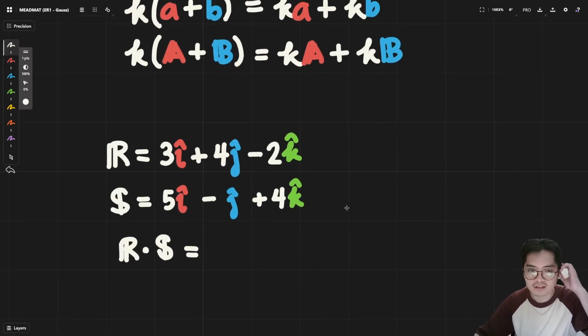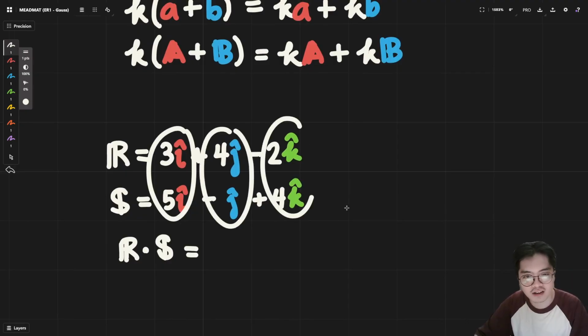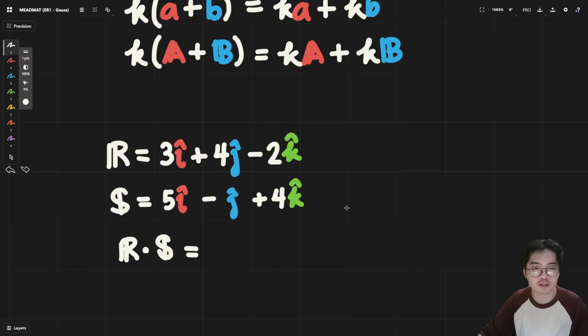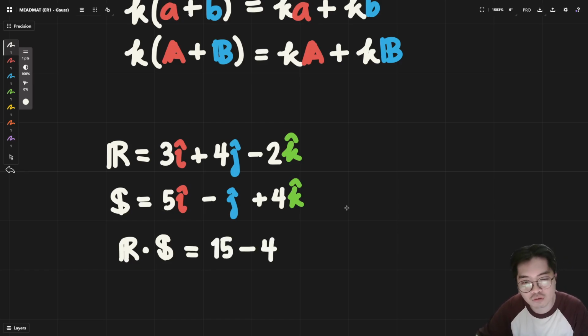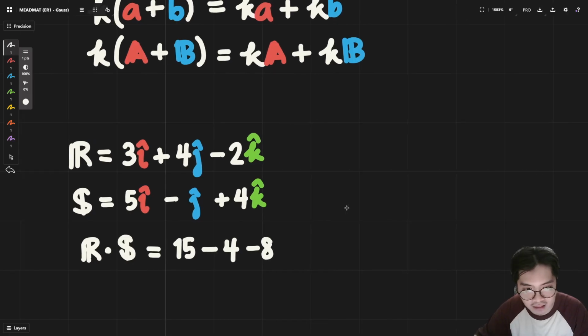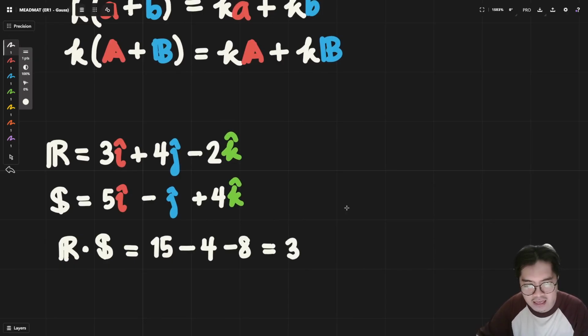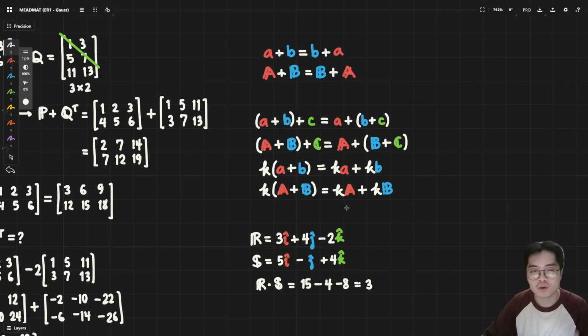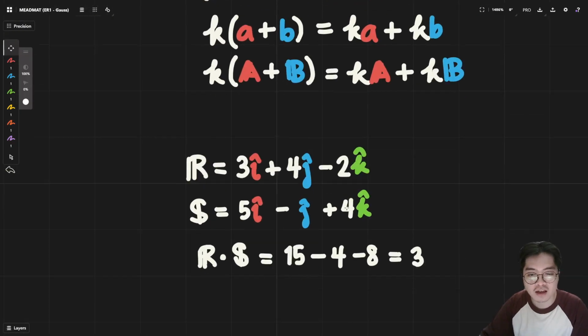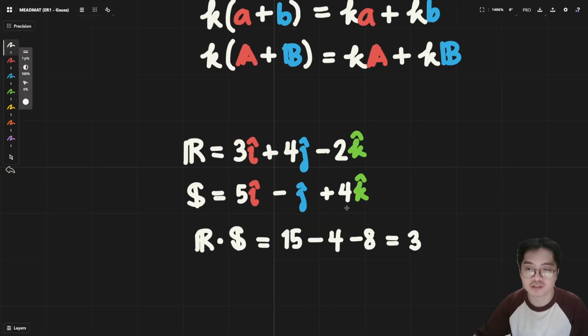We can multiply each corresponding component. In this case, 3 times 5 is 15, 4 times -1 is -4, and -2 times 4 is -8. So 15 minus 4 minus 8 gives us a value of 3. And so when you are doing a matrix multiplication, you are doing a bunch of these element-wise multiplications, and then you add them up.